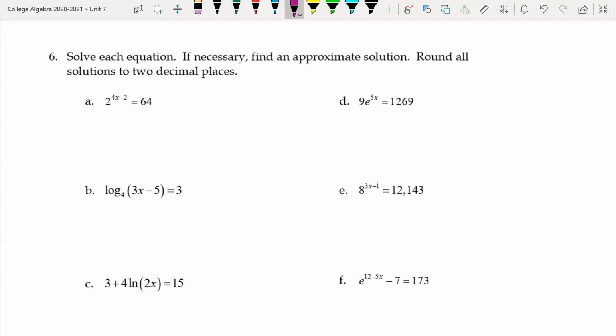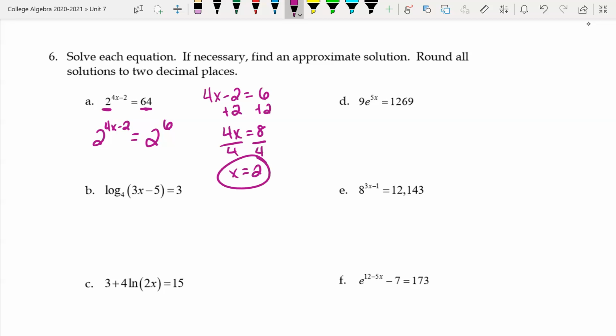So on A, what I would do is I would ask myself, can I rewrite these to where they have the same base? So is there 2 to a power that gives me 64? Well, there is. That's 2 to the 6. So now my bases go away, so now I have 4x minus 2 equals 6. I'm going to add 2. 4x equals 8, divide by 4. X is 2 in that case.